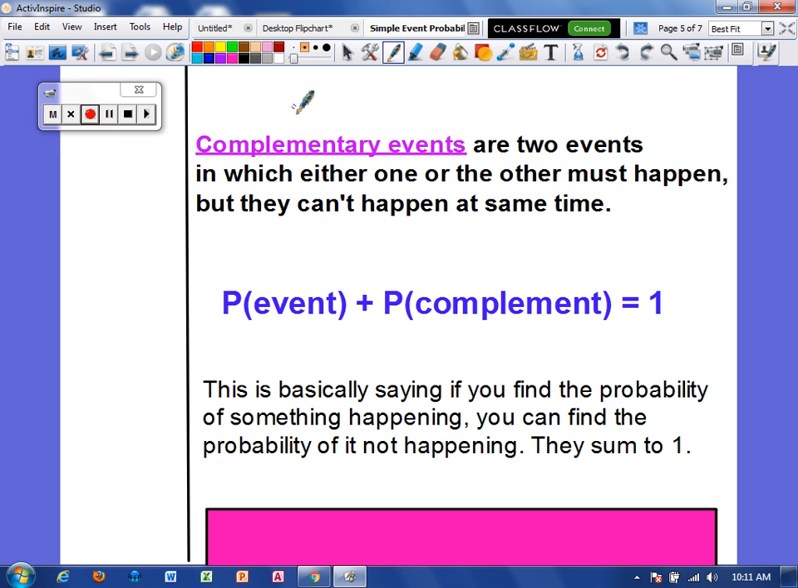All right, complementary events are 2 events in which either one or the other must happen, but they cannot happen at the same time. So this is basically saying if you find the probability of one thing, you can find the probability of it not happening, but those 2 things are going to sum to 1. So think of the complement as the probability of something not happening.